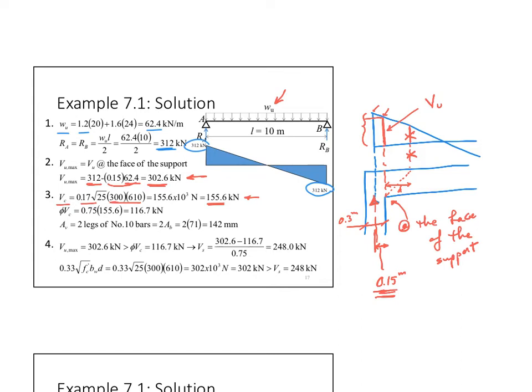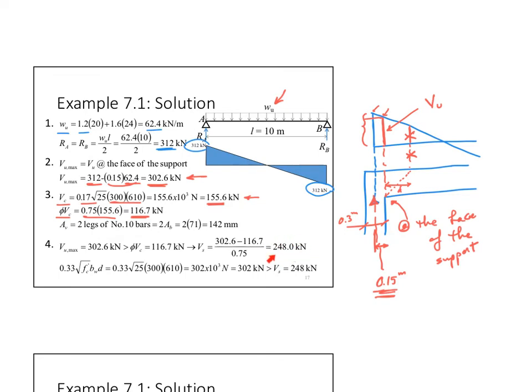Now what do I compare? Normally I multiply this by phi, so that's multiplied by 0.75, that gives 116. So out of the 302, my concrete can take 116. The remaining shall go to the steel. What is the remaining? I have to calculate Vs. That's going to be the 302 minus the 116 divided by 0.65, because this is already multiplied by 0.65. Then the amount of steel needed to resist is 248 kilonewtons just by the stirrups, right?